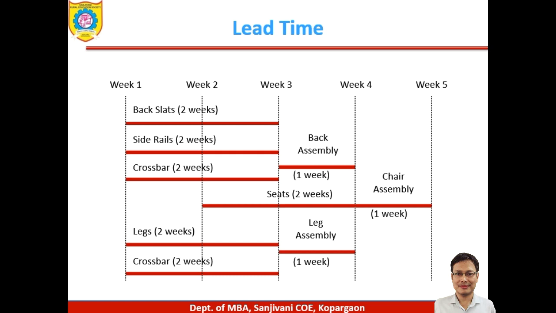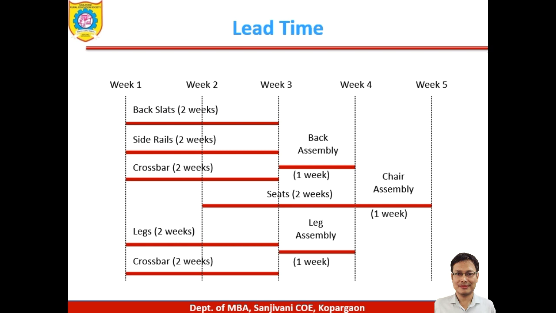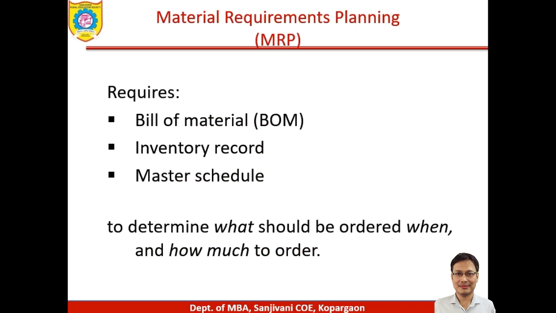Now we have seen how we have exploded the bill of material of the chair and also estimated the lead time by planning backward. So now in order to do the actual planning of the material requirement, we need three pieces of information. The first one is of course the bill of materials, which are the parts and components for assembling a product.